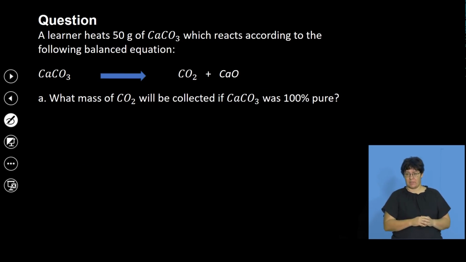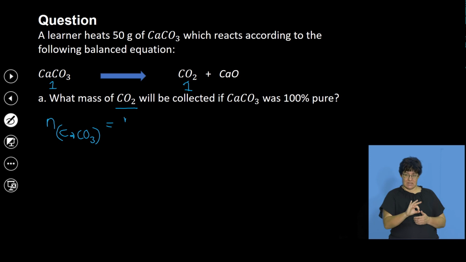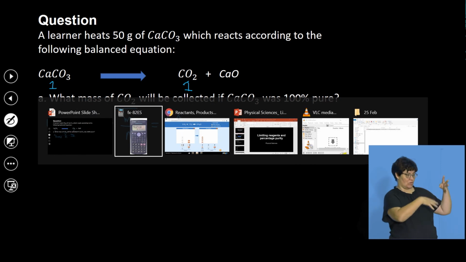Now, how then do we answer that? We will use our stoichiometric ratio. We know that the ratio is 1:1, because we are interested in the carbon dioxide gas that will be collected. So we ask ourselves how many moles of calcium carbonate are present in 50 grams. The moles of calcium carbonate present in 50 grams is the mass of the sample over the molar mass. The mass of the sample is 50 grams. It's given.